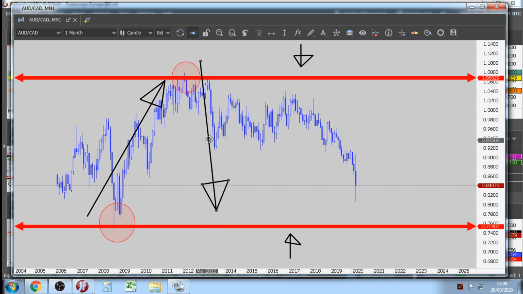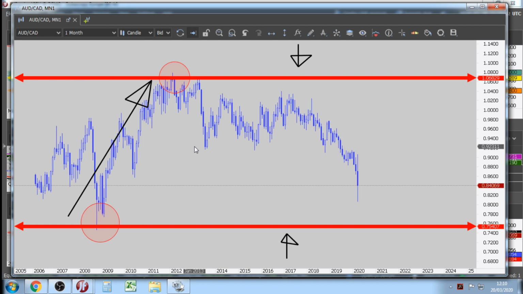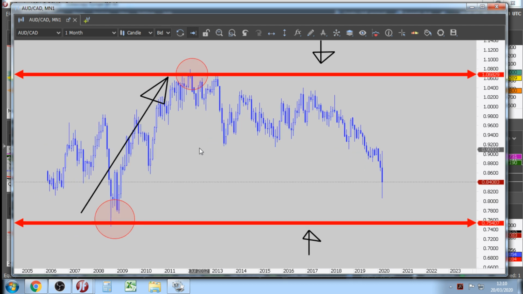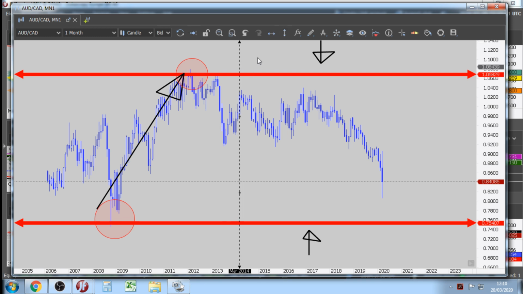Okay? This is the market structure. This is how the Forex market works. Okay? Now, why is it important for you to understand that this is long term? Because look at AUD-CAD. AUD-CAD hit the upper band in 2011, everybody.